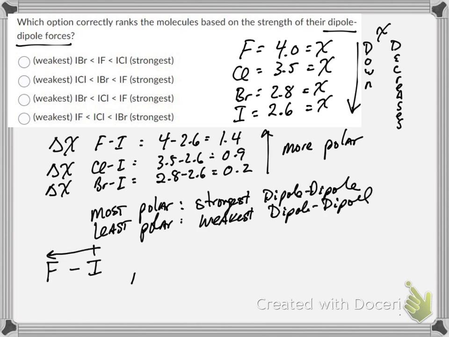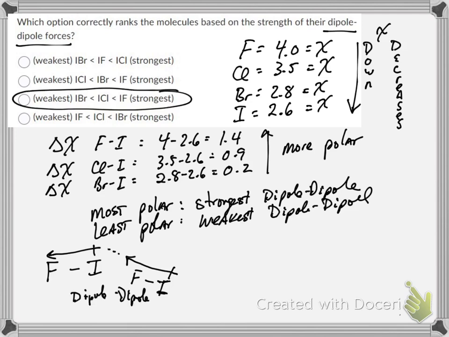If we wanted to show the dipole-dipole interaction for the strongest one, it would look like this. The arrowhead on the fluorine, the most electronegative element, the most stable element, is pointing at the iodine, the partial positive charge, least stable, biggest atom. Dipole-dipole. And we would pick C.